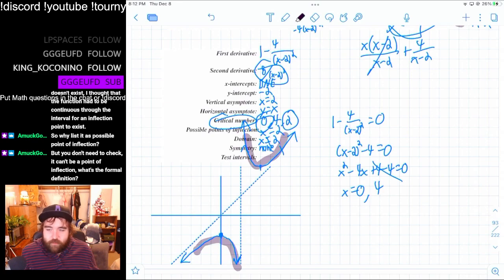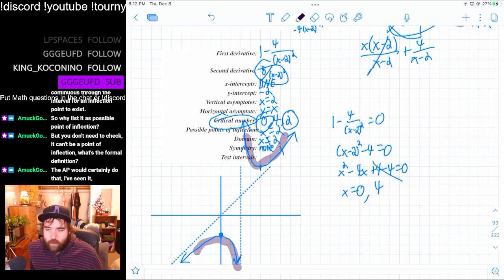Well, it can't be a point of inflection, but it will change concavity there, potentially. And so that's why I'm thinking, what are possible points that it changes concavity? I guess that's really what I list. I didn't list possible points of inflection. I listed possible points that it changes concavity.